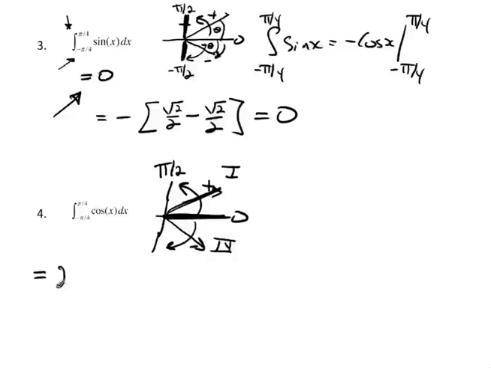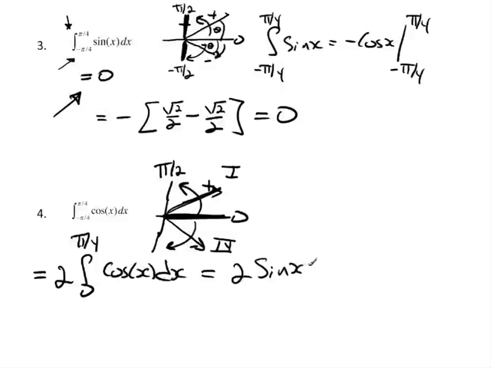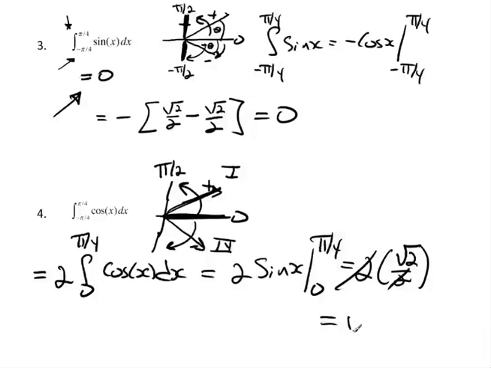So I can integrate this as 2 times the integral from 0 to pi over 4 of cosine of x dx, which equals 2 times sine x evaluated from 0 to pi over 4. So this is 2 times sine of pi over 4, which is root 2 over 2. Sine of 0 is 0, so my solution is simply root 2.